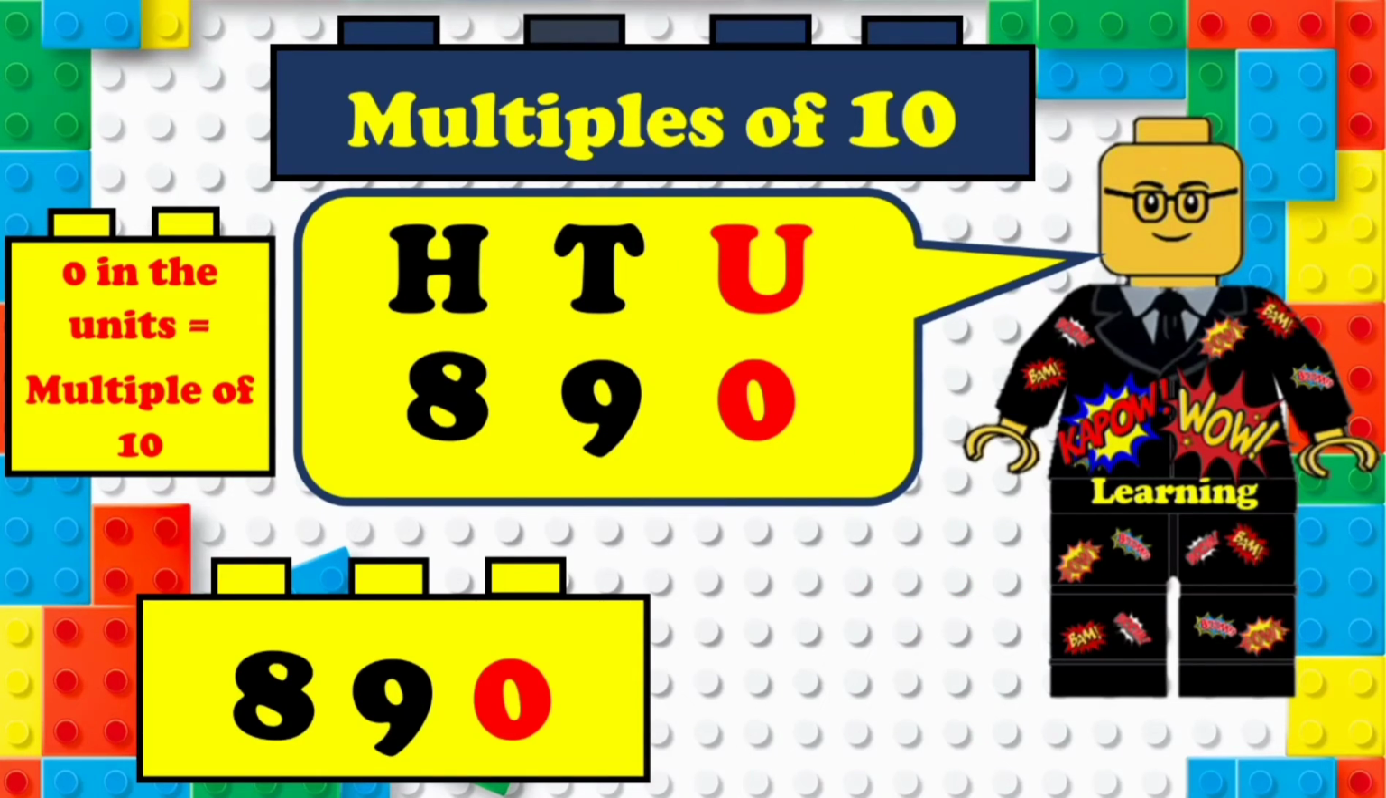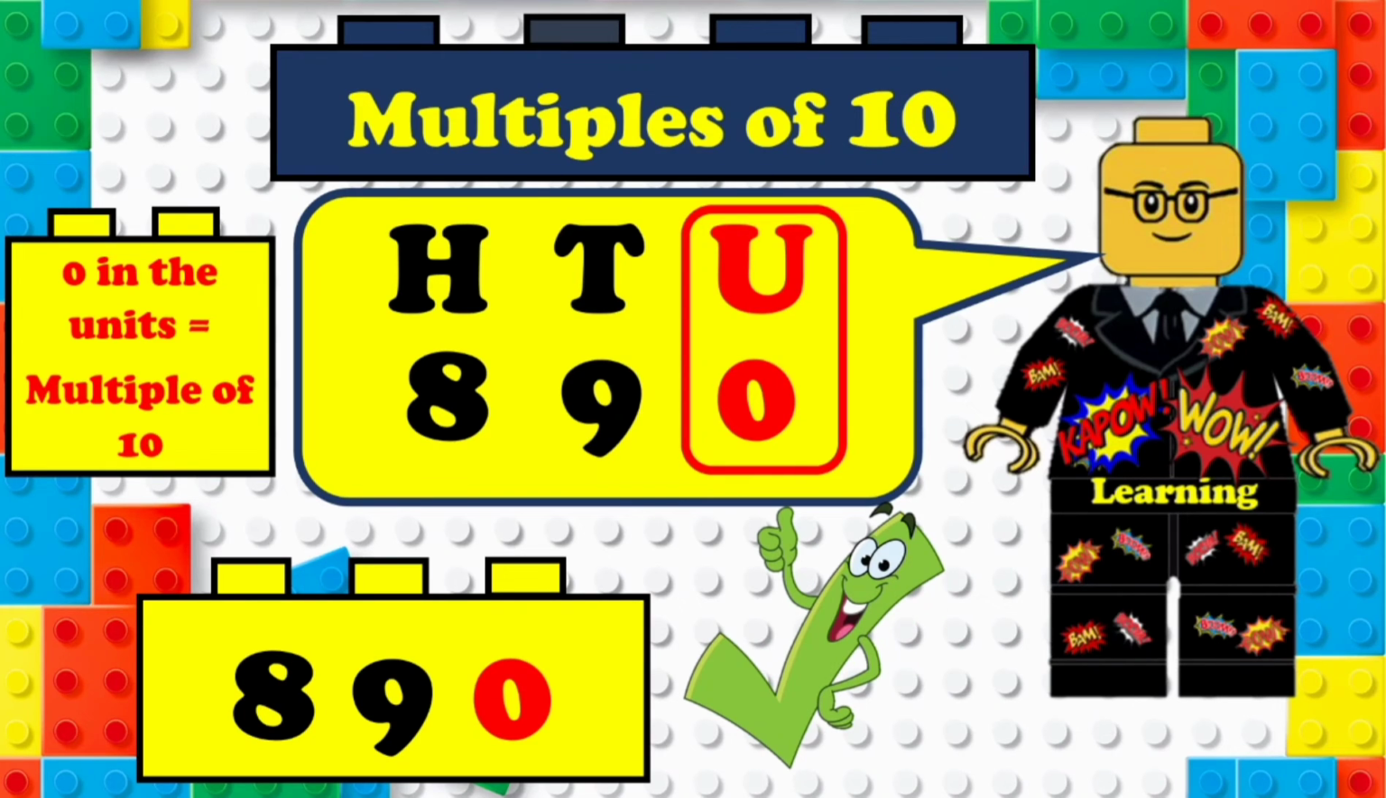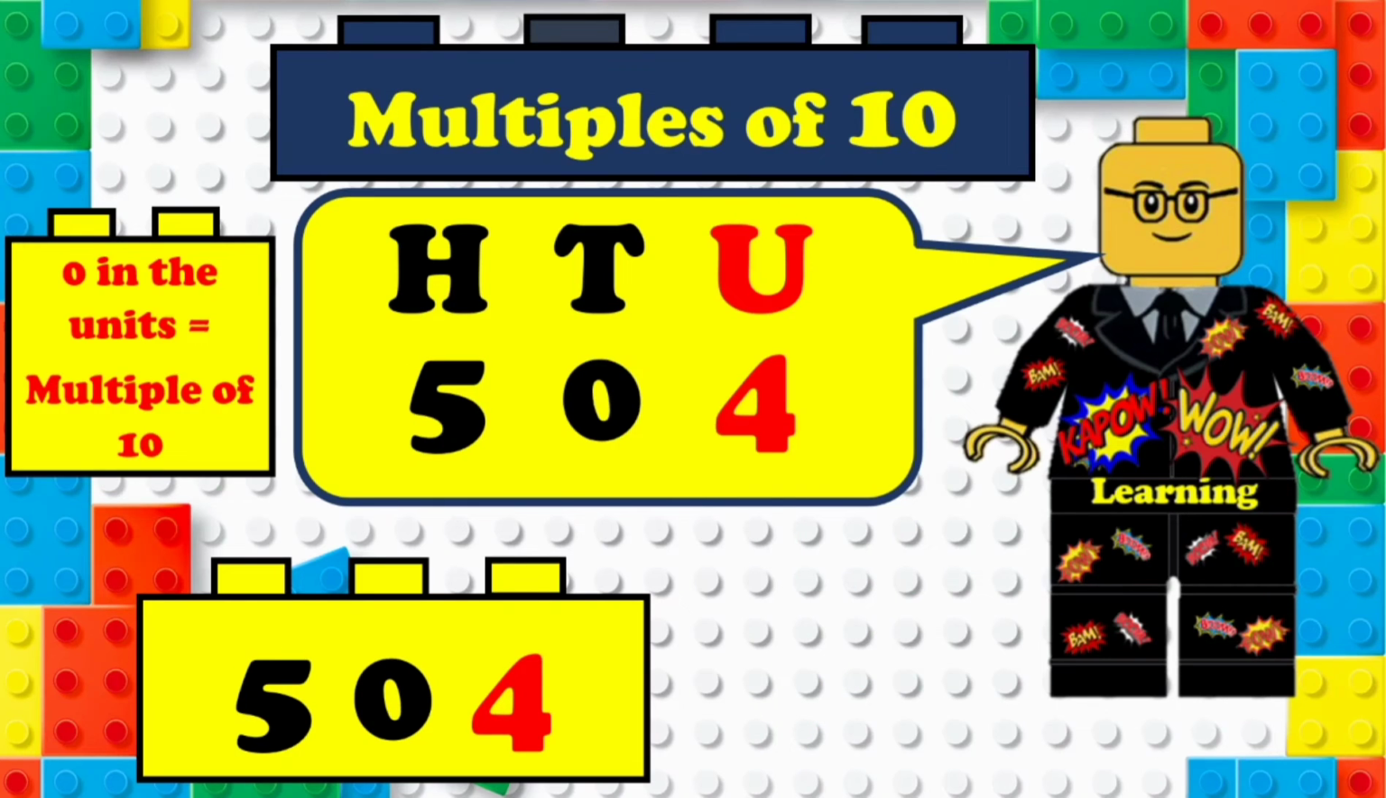Let's have a look at another example. 890, we've labeled the hundreds, tens, and units. You can pause this and play it and then see if your answer is correct. We're going to look at units, because a zero in the units means it's a multiple of 10. So 890 has a zero, so therefore it is a multiple of 10.